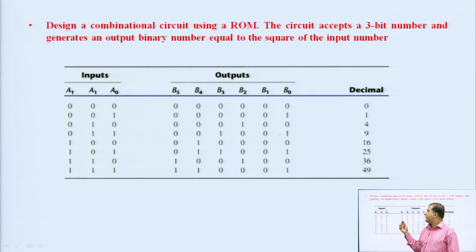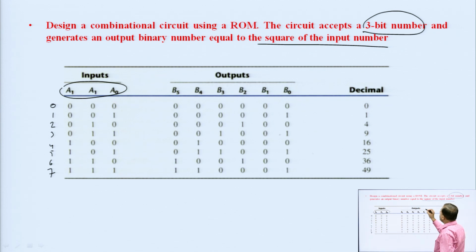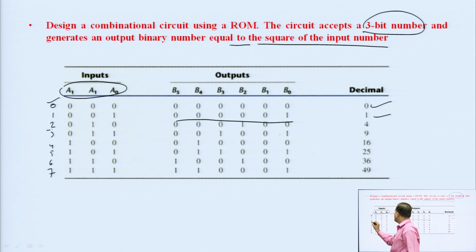Now, lastly, we have one more question: design a combinational circuit using a ROM. The circuit accepts a 3-bit number and generates an output binary number equal to the square of the input number. A 3-bit number means we have 0, 1, 2, 3, 4, 5, 6 and 7. 3 inputs mean a total of 8 combinations, and the output is the square of the input number. So, 0 squared is 0, then 1 squared is 1, so the output is like this. Then next is 2, and 2 squared is 4, so we have to implement it in binary form.